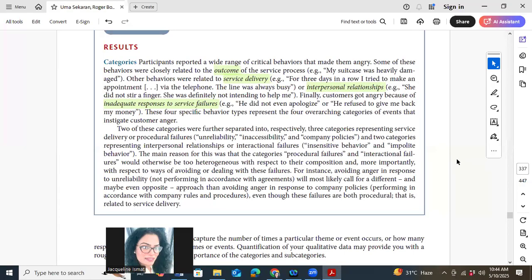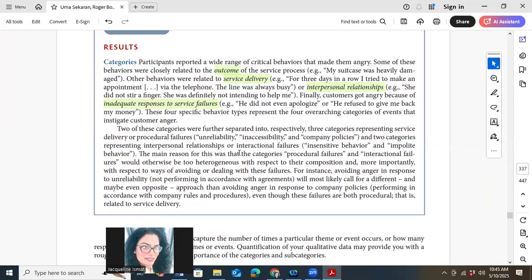Now, 2 of these categories were further separated into respectively 3 categories representing service delivery or procedural failures. So, हमने categories से आगे sub categories में, sub categories growth और efficiency में. Or 2 of these categories were further separated into respectively 3 categories representing service delivery or procedural failures, जिसमें unreliability है, inaccessibility and company policies. And 2 categories representing interpersonal relationships or interaction. इसमें sensitive behavior भी आ जाता है और impolite behavior भी आ जाता है.